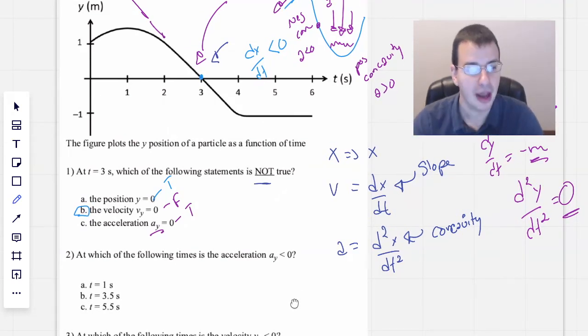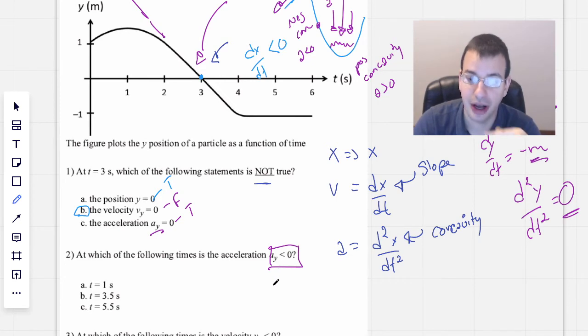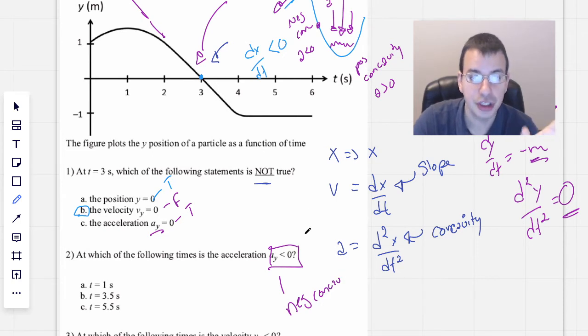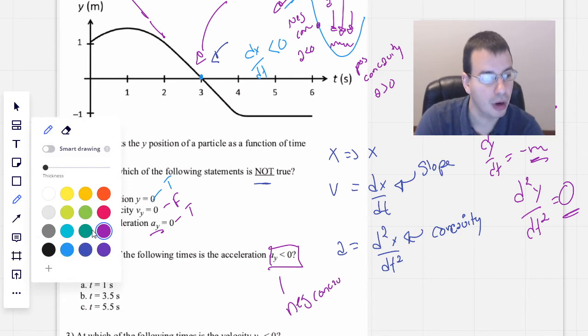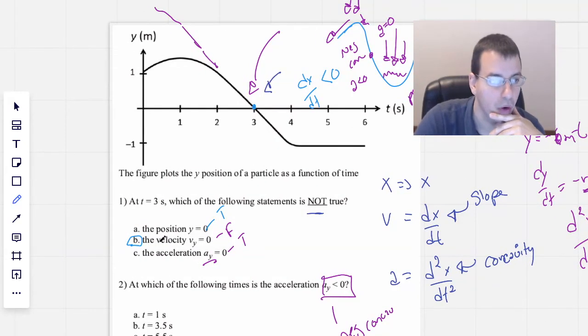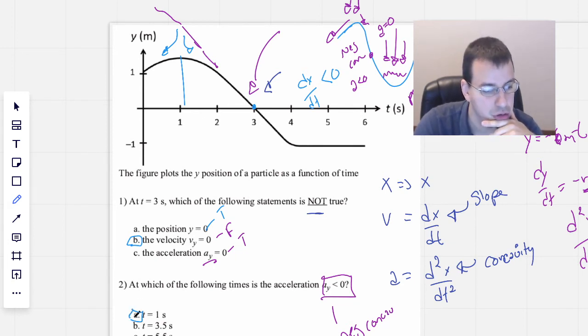Okay. At which of the following times is the acceleration less than 0? Okay, so this is going to be concavity. So this means at which point is there going to be a negative concavity, which, as I phrased up here, means it won't be able to hold water. If you pour water on it from above, it won't hold it. So we have t equals 1 right here. Yep, that's going to be negative concavity because if you poured water on it, it's not going to work. So that's going to be true.